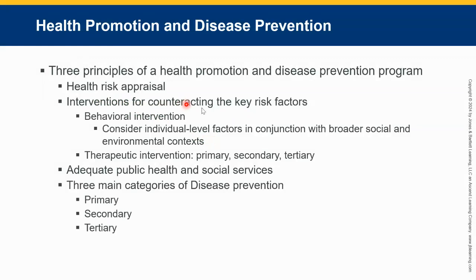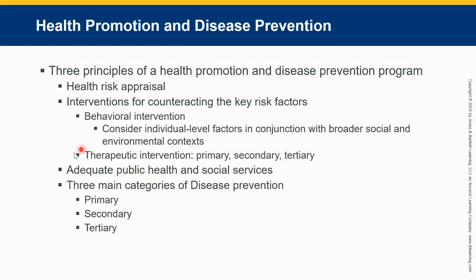Okay, interventions to counteract these risk factors. Behavior, change your behavior, change modifiable risk factors. Number 2, therapeutic intervention, primary, secondary, and tertiary. Adequate public health and social services would be the third. 1, 2, 3. Adequate public health and social services to minimize risk factors and to minimize negative effects. We need to have adequate public health and adequate social services.